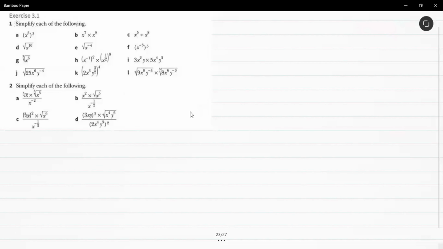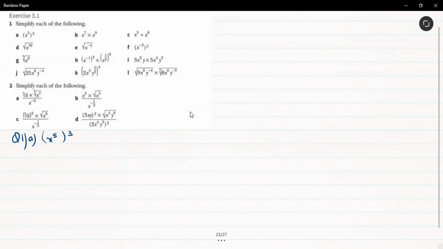Moving further, we'll just jump straight into the exercise so that we can further clarify our concepts. So exercise 3.1, question number 1. For question number 1a, again, we have some really basic questions here: x to the power 5, raised to the power 3.